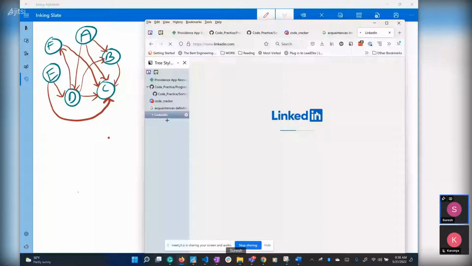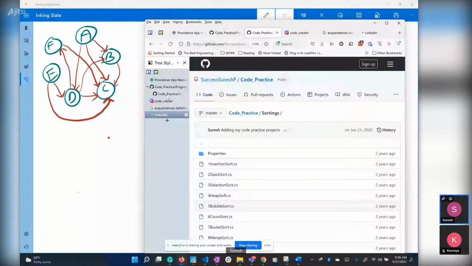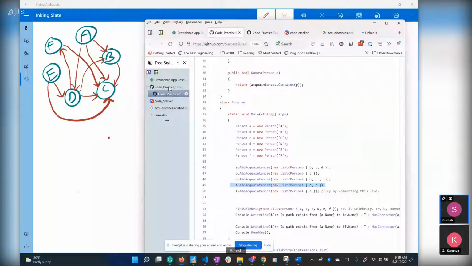Oh, LinkedIn is not opening for me, but anyway, now you understood this, right? So let's go back to the problem. So here is the input. Did you understand the input completely? Now C is the celebrity, right? Look at C, it is there in every adjacency list: 1, 2, 3, 4, and 5. And at the same time, C doesn't have any acquaintances. See, we did not add acquaintances for C, right?